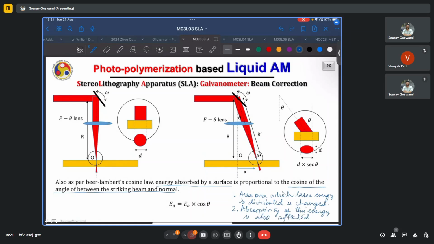So not only are you now giving a different energy density as input to the system, but the system's ability to absorb this energy and transform it into a visible effect, such as the melting of metal in the case of laser DED type of processes, or in the case of vat photopolymerization, the curing of the resin, will both be affected. And this is as per Beer-Lambert's cosine law. So the energy absorbed when a deflected beam is interacting with the material is cos theta times the maximum energy absorbed, which would have been the case where the beam is incident normally to the surface.